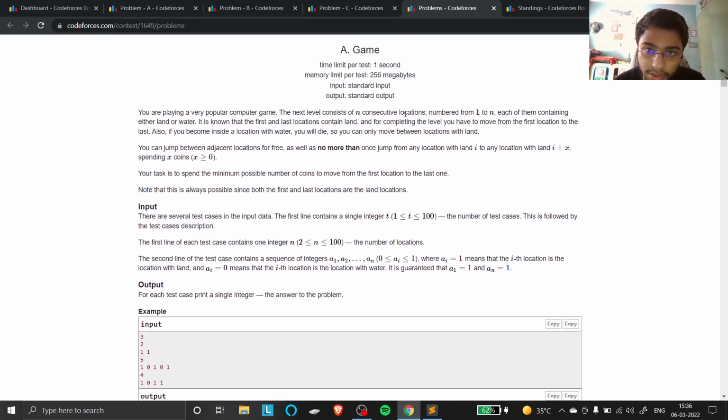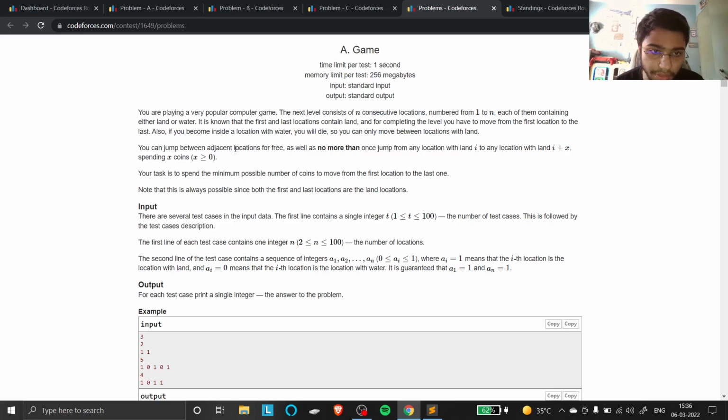The next level consists of n consecutive locations numbered from 1 to n, each of them containing either land or water. It is known that the first and last location contain land, and for completing the level you have to move from first location to the last. Also, if you become inside a location with water, you will die. So yeah, only move between land.